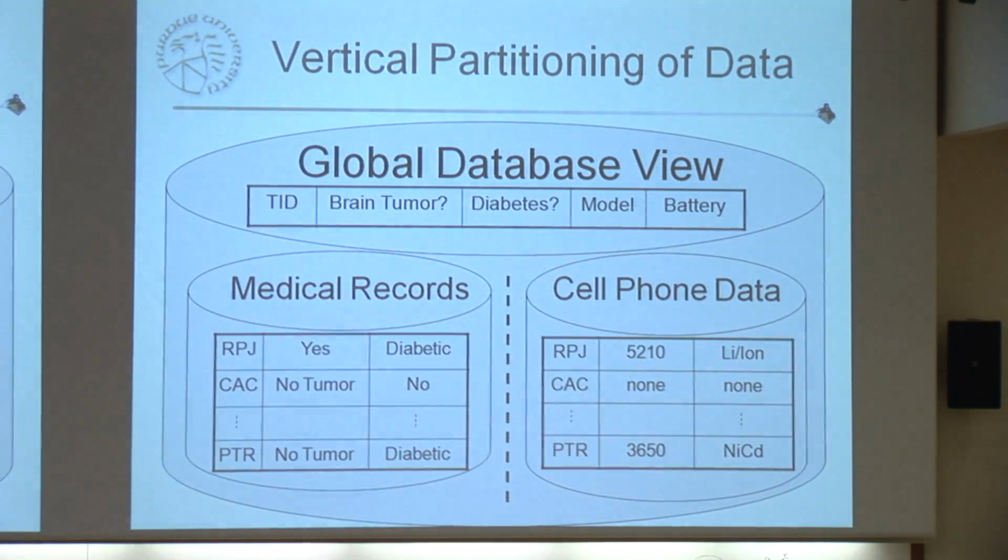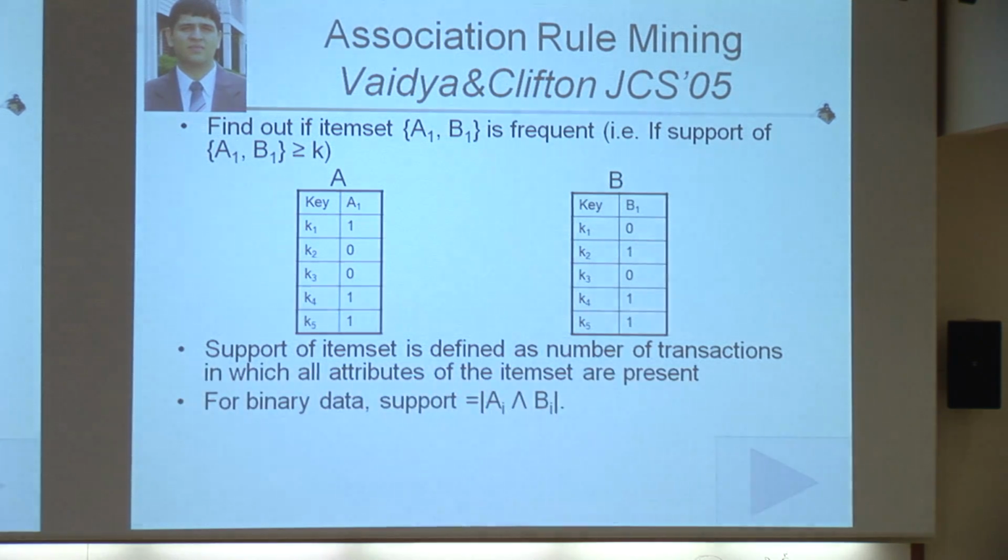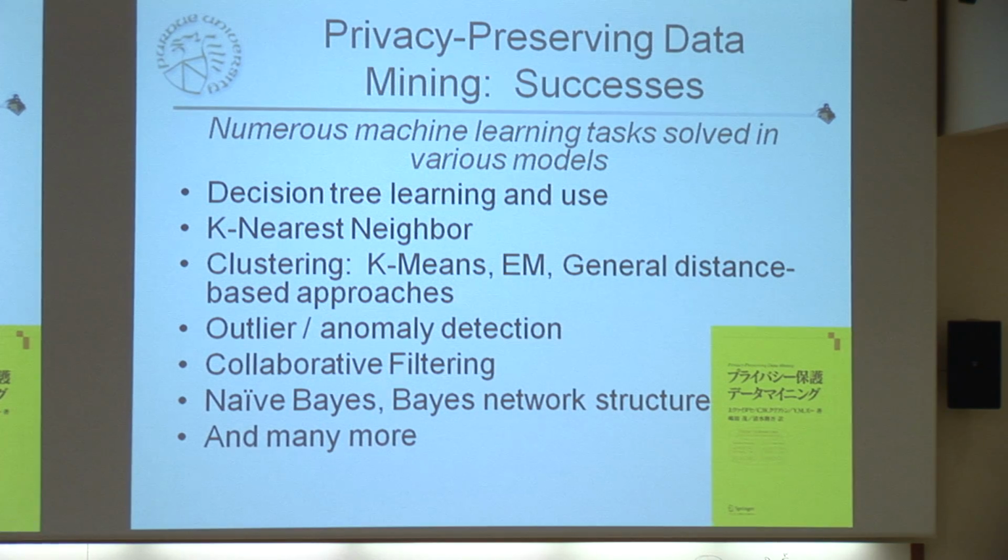Using a similar technique, we can actually put together two different types of data about the same individual. Vertical partitioning: we have two different types of data about the same set of individuals. We'd like to combine this and learn from it, but we don't actually want to reveal it. And very similar techniques can be used to solve this problem. So I'm not going to go into details on that. I'm going to kind of wrap up with a few issues.